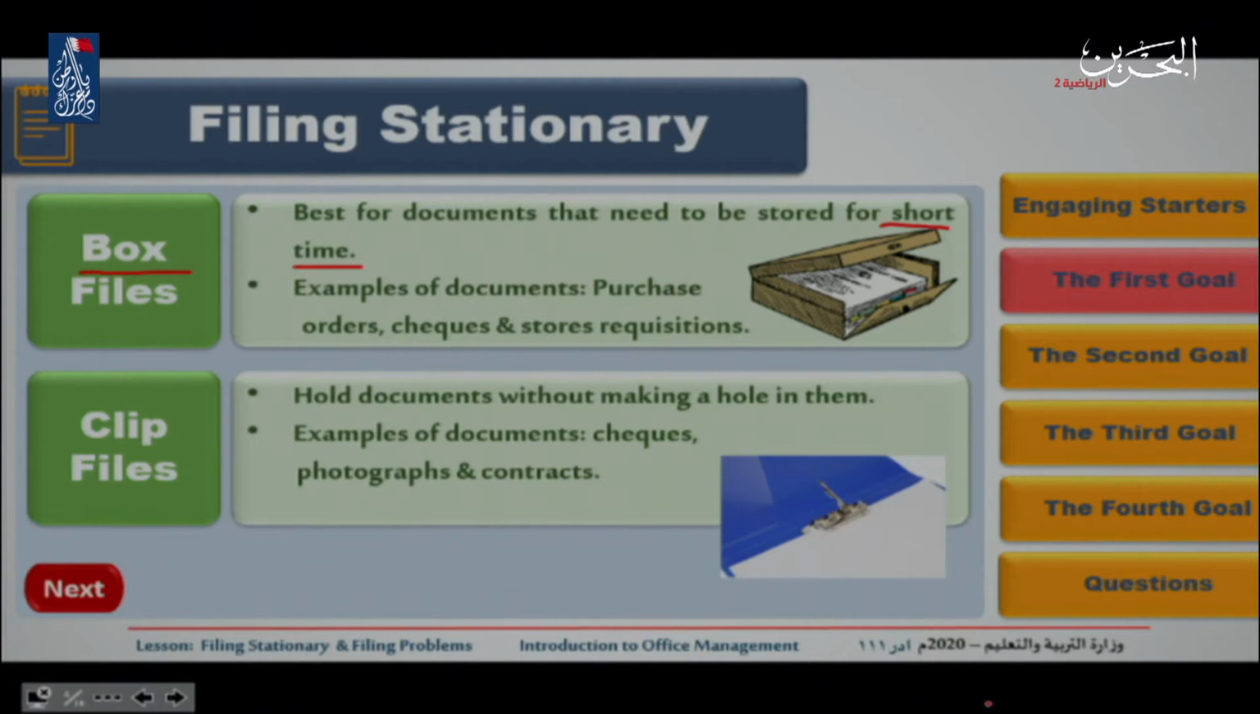Let's say, for example, for 2 days, maximum 1 week or 2 weeks, we're going to keep them in this box file. What documents are going to be put in this file? Like purchase orders, checks, stores requisitions. These are examples of documents that I'm going to keep in the box file.